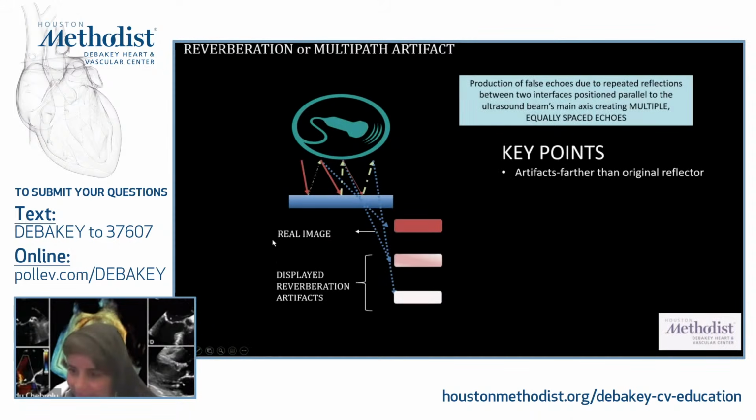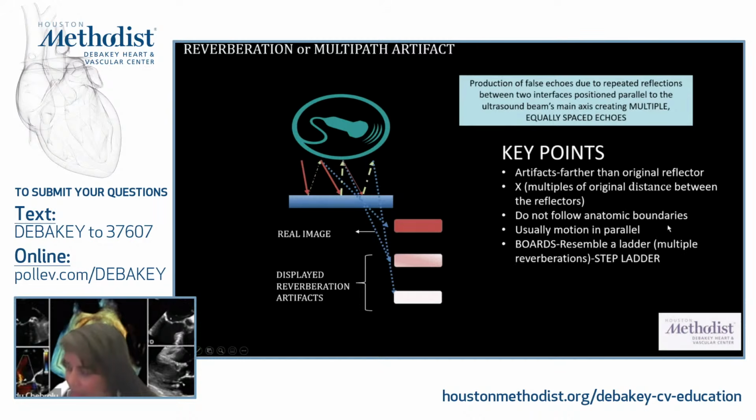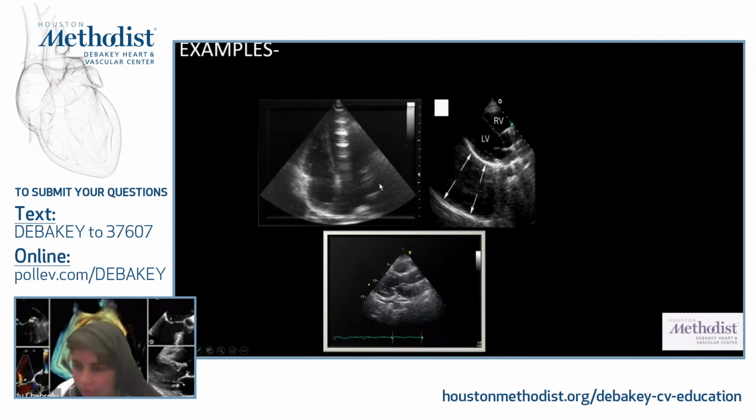How do we really assess these? First of all, remember, these artifacts are farther than the original reflector and are located at multiples of the original distance between the reflectors. They do not follow anatomical boundaries, because these are reverberation artifacts, and they usually move in parallel with the reflector. One tip for the fellows is to remember the term step ladder pattern. Whenever they show you something in a multiple reverberation pathway, that's usually a reverberation artifact. How do you avoid this when you see them? First of all, change the gain, change the imaging plane, alter the depth, and make sure you're not encountering a strong reverberator in your field.